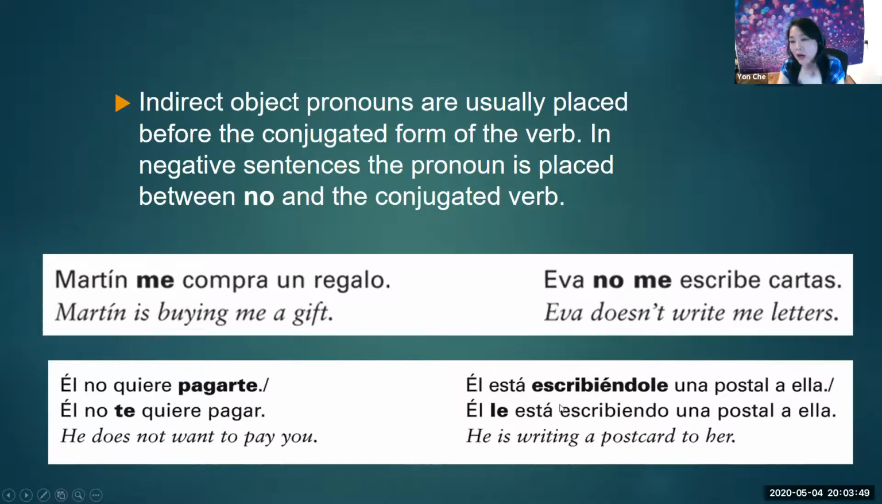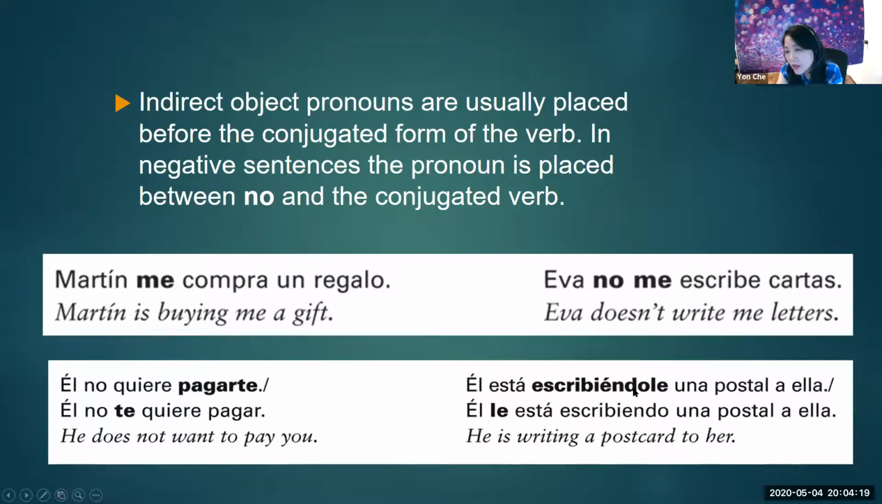And when you are writing a present progressive sentence like this one, the same rule applies. You can bring le before está, which is the first verb, or you can attach it to the ing form, escribiendo, and write it as one word. So, él está escribiéndole una postal a ella. Okay, so you can add this le to escribiendo.